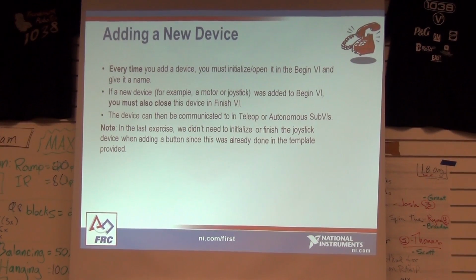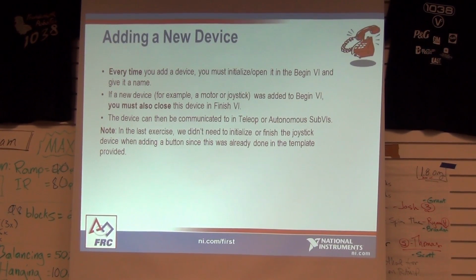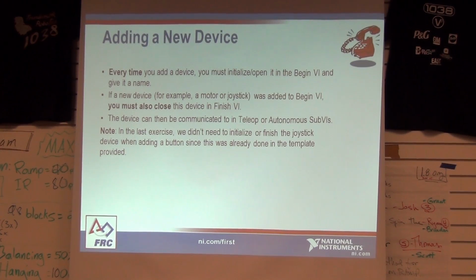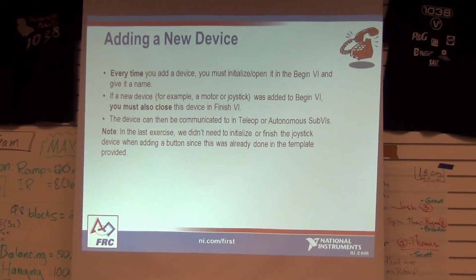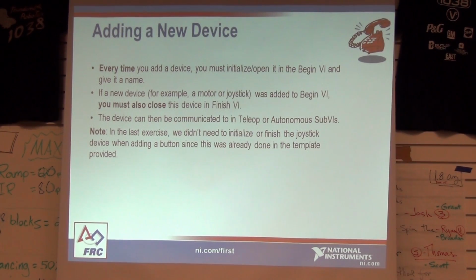Every time you add a device, you must initialize or open it in the Begin.vi and give it a name. If a new device, for example a motor or a joystick, was added to Begin, you must also close this device in the finished VI. And the device can be communicated to in teleop or the autonomous sub-VIs.